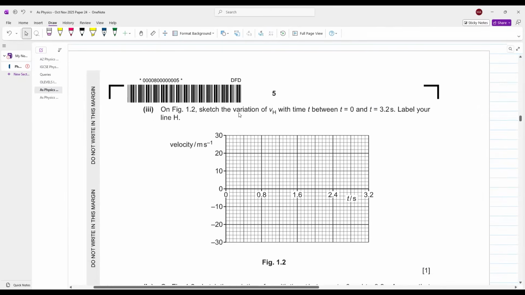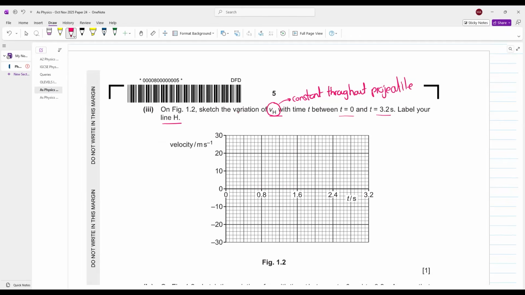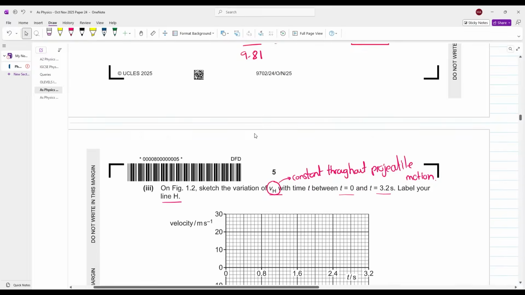Let's further move ahead. On figure 1.2, sketch the variation of horizontal velocity with time between time t equals 0 till time t equals 3.2 seconds. Label your line with capital H. Always remember, horizontal velocity remains constant throughout projectile motion.